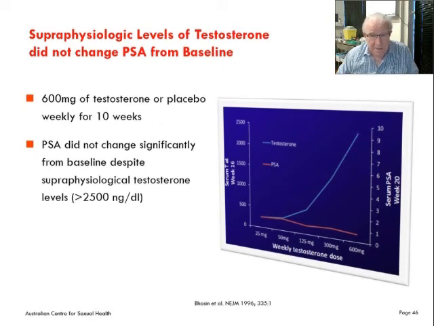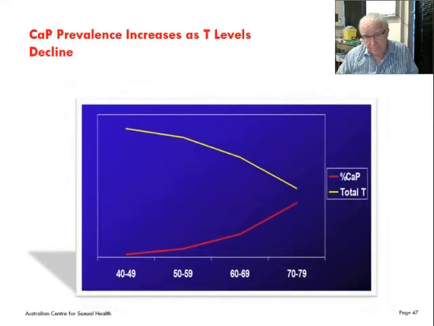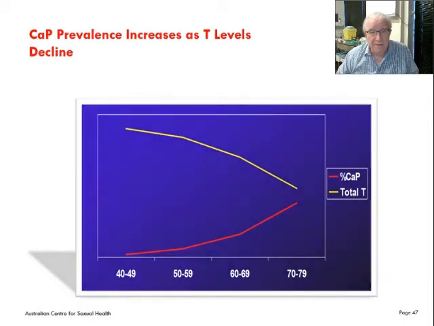In this slightly more recent study, where men were treated with either placebo or weekly testosterone levels for 10 weeks, despite the achievement of supraphysiological levels of testosterone, the blue lines, the PSA level, the red line, did not significantly change. The reality is that men with low testosterone are most at risk of developing prostate adenocarcinoma, and as such, the initial dogma that testosterone replacement therapy either promotes or feeds prostate cancer appears to be incorrect.